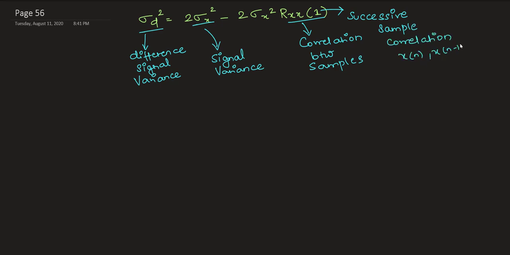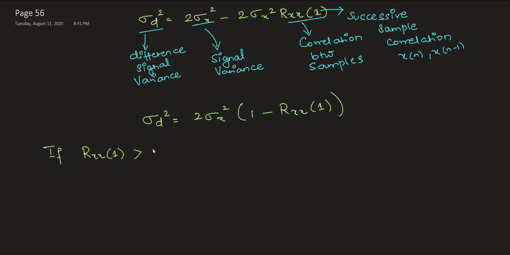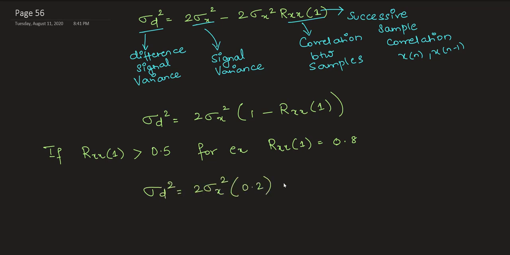And now you can tell from this, before I say this is an optimal condition, in order for the optimal condition to happen, what do we need to have? We need to always have our sigma d square, which is the variance of the difference signal, less than sigma x square. This happens only when Rxx of 1 is greater than 0.5. When that is greater than 0.5, your sigma d square is always less than sigma x square, and this is desirable. We say that this is our optimal condition.